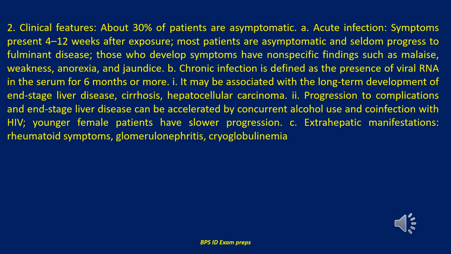1. It may be associated with the long-term development of end-stage liver disease, cirrhosis, hepatocellular carcinoma. 2. Progression to complications and end-stage liver disease can be accelerated by concurrent alcohol use and co-infection with HIV. Younger female patients have slower progression. C. Extrahepatic manifestations include rheumatoid symptoms, glomerulonephritis, and cryoglobulinemia.